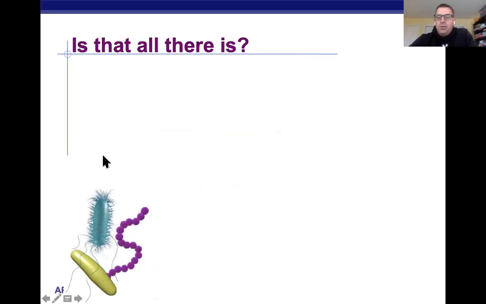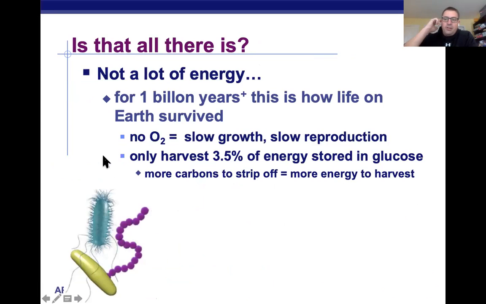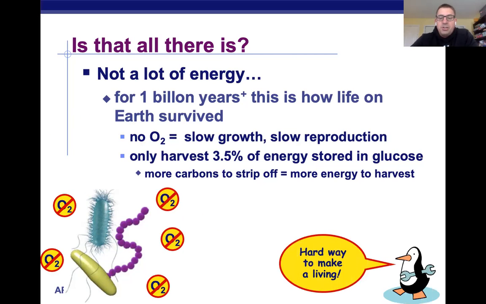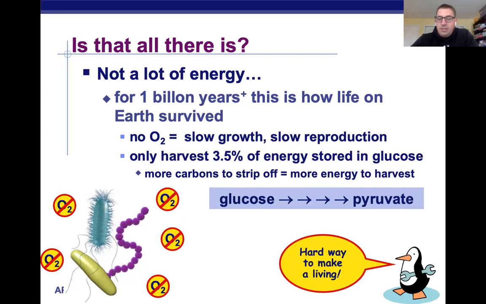Okay, so that's not a whole lot of energy, right? But for over 1 billion years of life, this is how life on Earth survived. There was no oxygen in the atmosphere, and so growth was slow, reproduction was slow, because glycolysis, like I said earlier, only harvests about 3.5% of the energy that is stored in glucose. There's a lot more carbons still to strip off and a lot more hydrogens to remove from those carbons by the time we get to the end of glycolysis. So there's a lot more energy to harvest from these molecules. Okay, but without oxygen around, that's all that can be done.